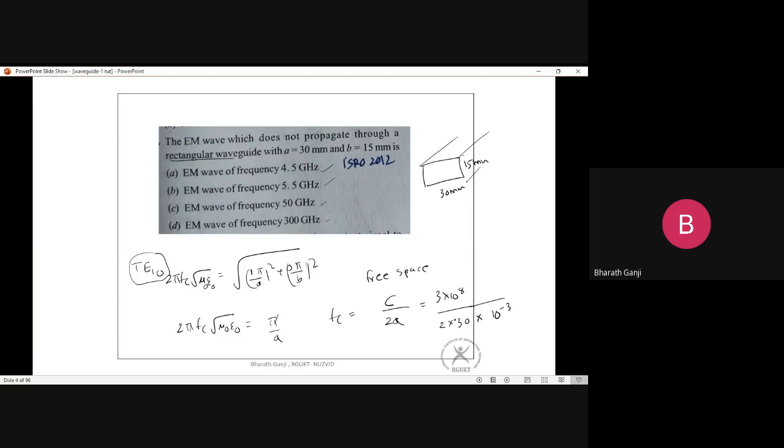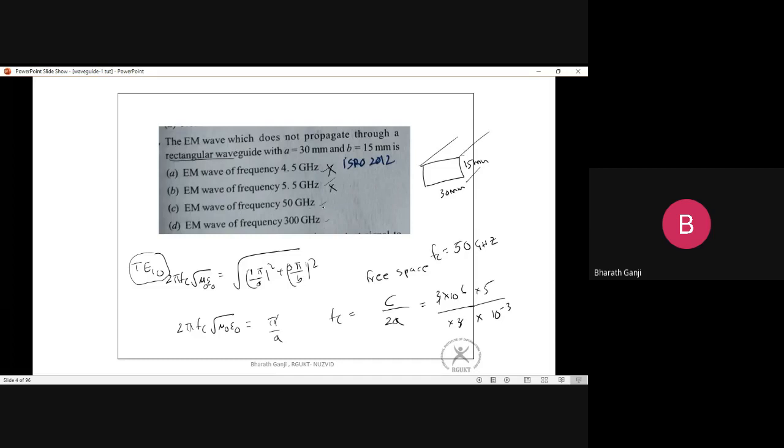So what is the answer? You get 10 to the power of 7 into 5, and 2 cancels out. So you get 50 gigahertz. Okay, so your answer is 50 gigahertz. So the cutoff frequency is 50 gigahertz. So all frequencies below the cutoff frequency will not propagate. So this will not propagate, and this will not propagate.